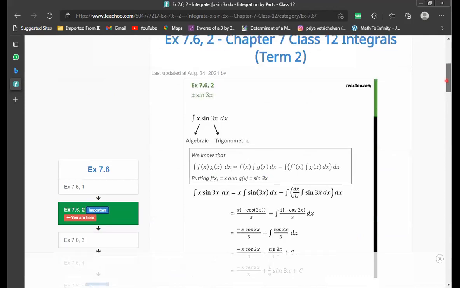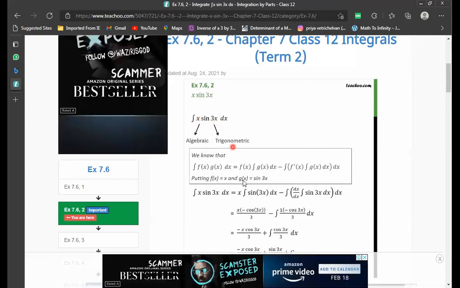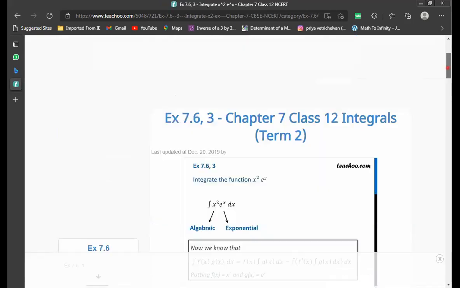This question is also the same kind. According to ILATE, you will assume this as f of x and this as g of x. Again, you have to use the same formula. This form you have to use.